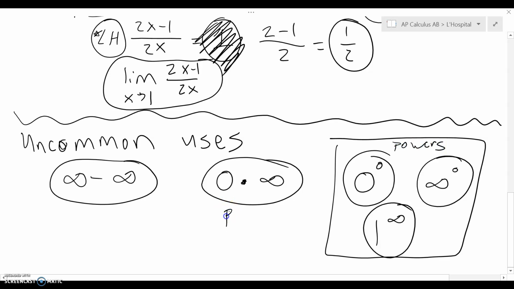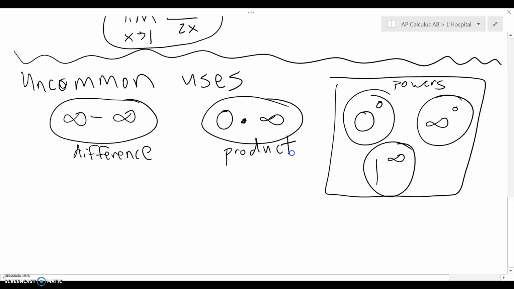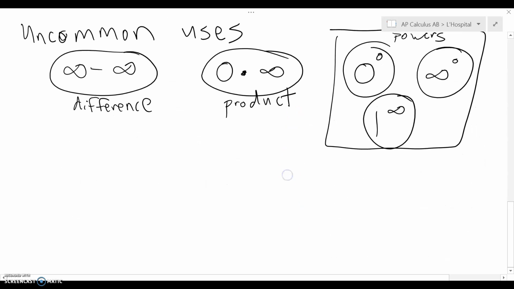This is an indeterminate product. And this is an indeterminate subtraction, or an indeterminate difference would be the appropriate word for that. But you're subtracting two infinities. And these are the other ones you could get. They're very uncommon or less common and less tested on the AP. But it's worth looking at a couple of them just to see, hey, how would we handle these things?